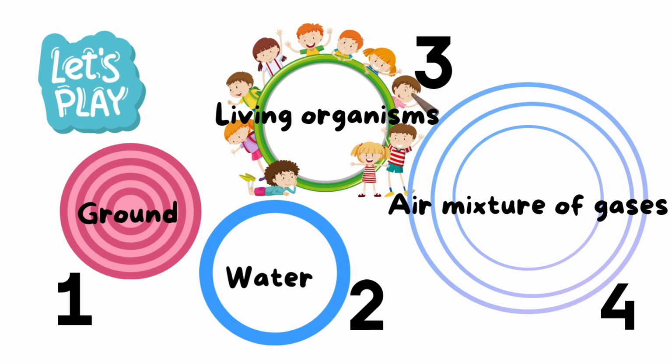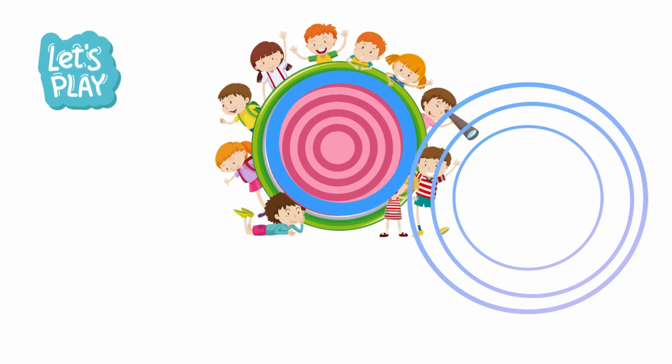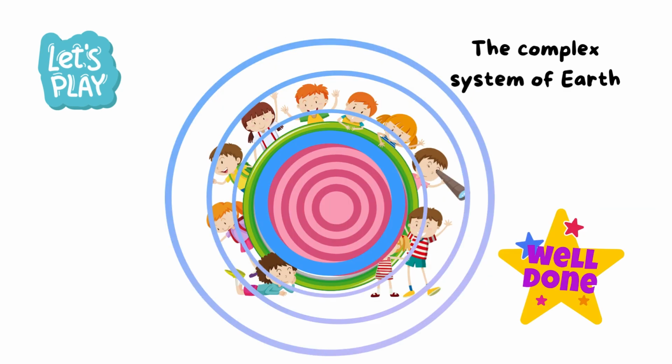So we will start from inside to outside, okay? So first we have the ground sphere. Then we will put the water sphere, okay? As we see here, now we have the ground sphere and the sphere that represents water. And then we will put what? Yes, the living organisms sphere, as we see here. And then the last one is the mixture of gases sphere. So now, well done, we formed the complex system of Earth.